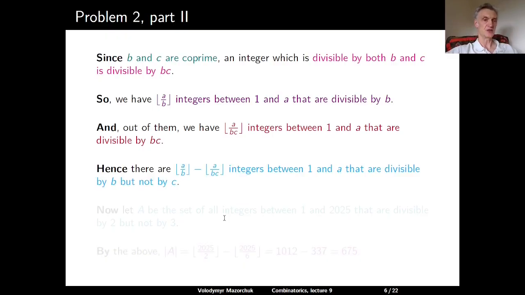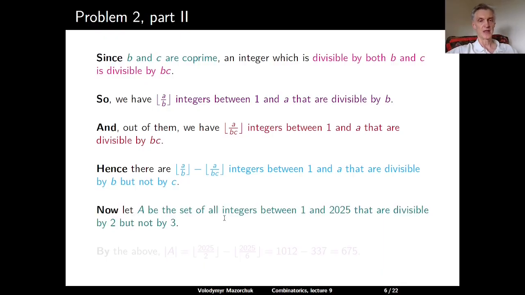So the answer to our general problem is that between 1 and a, the number of integers that are divisible by b but not by c, where b and c must be coprime, is the floor function of a divided by b minus the floor function of a divided by bc.